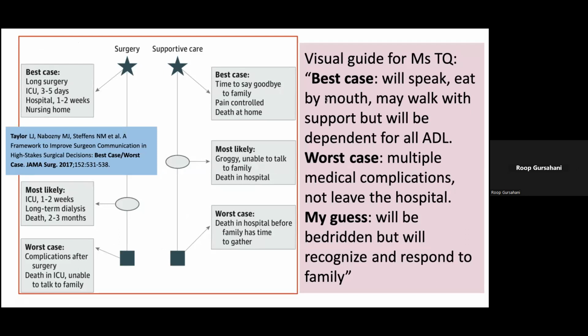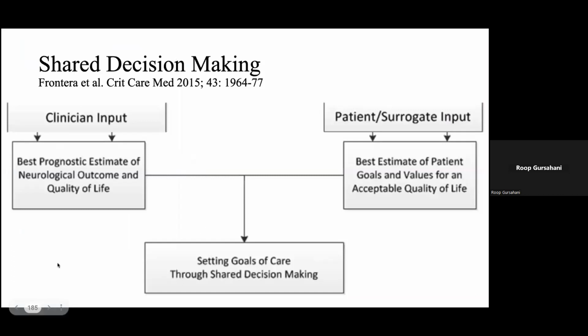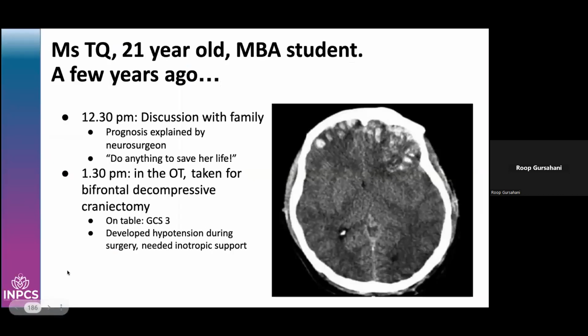So my idea of what we could have said is that best case, although even at that stage I wasn't very sure, I thought that with decompression, maybe she would be able to walk with support, but she would be dependent. Worst case, might not leave the hospital. And my guess in between was that she will be bedridden, but will recognize and respond to family. Even though she was young, the magnitude of brain injury was too much. And as you can imagine, the family's only statement was, do anything to save her life.